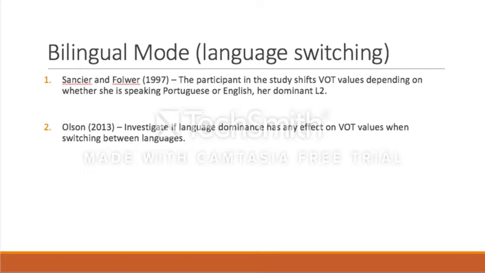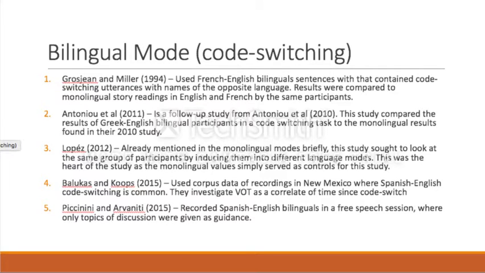Another study that also looks at language switching is Olson, 2013, and his basic goal here is to investigate whether language dominance had any effect on VOT values when switching between languages. And finally, we're going to look at a couple of studies that exemplify code switching in the bilingual mode. As you can see, many of these studies are very recent, as the trend is going towards code switching and figuring out what code switching can tell us about VOT and bilinguals and how they're using that.